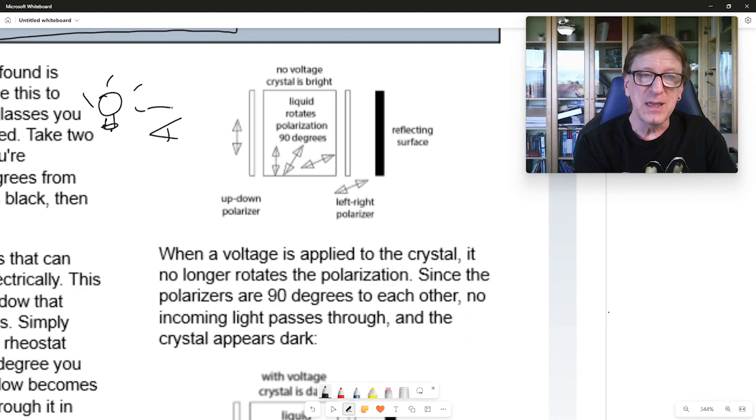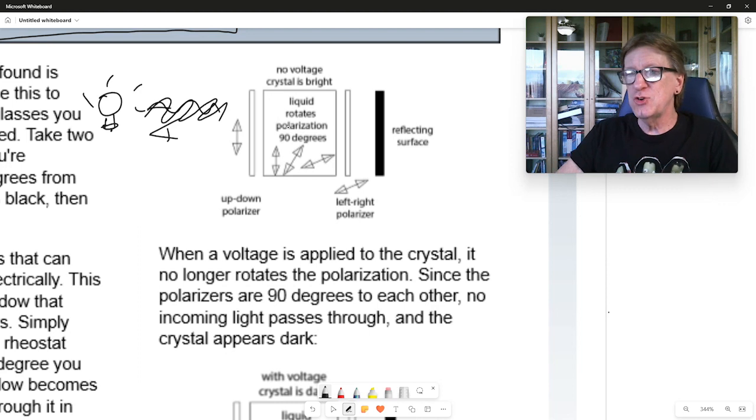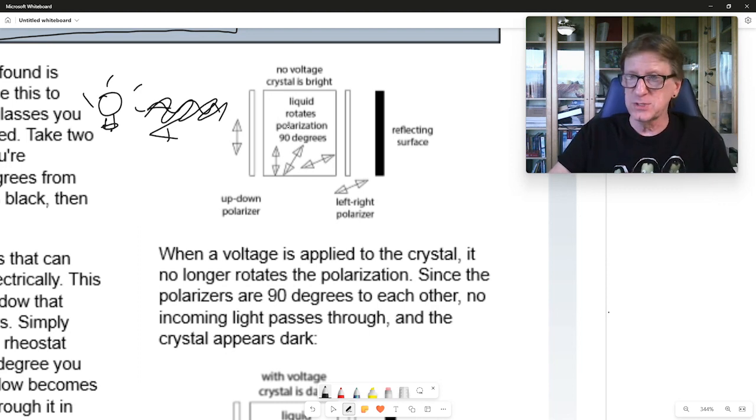That light ray, remember, there's no such thing as a light ray, is an oscillating electromagnetic field. So here I've got an up-down polarizer. Now, all possible polarizations are here. So only the left-right polarization is going to make it through that up-down polarizer. Now, this liquid, when it has no voltage at all, when no current is running through that liquid, it has a property that it rotates the polarization by 90 degrees.